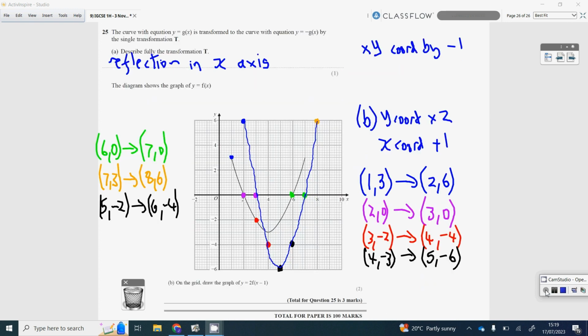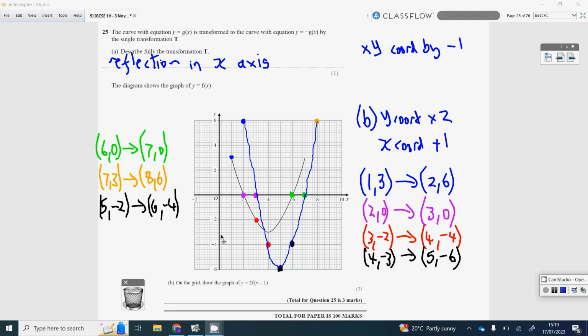Question 25. Now, whenever you've got the change outside the function, this affects the y values exactly as you would expect. So the y values are going to go from say plus 3 to minus 3. The y value is going from 5 to minus 5. So just visualize that. The y values are changing, so that's a reflection in the x-axis.